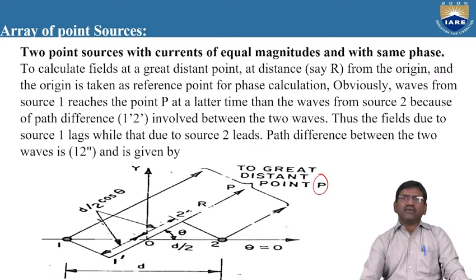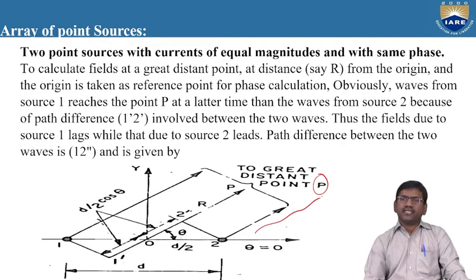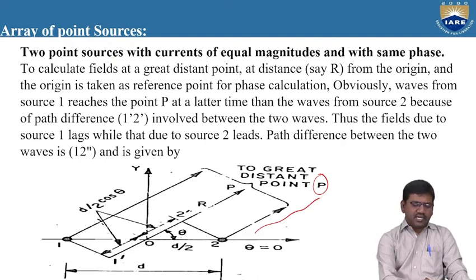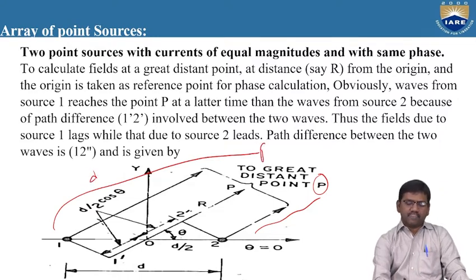So obviously we can see that the field strength produced by the point source 1 will reach the distant point P at a later time than point source 2. You can see here the distance between 2 and P is very less, and the distance between 1 and P is more.